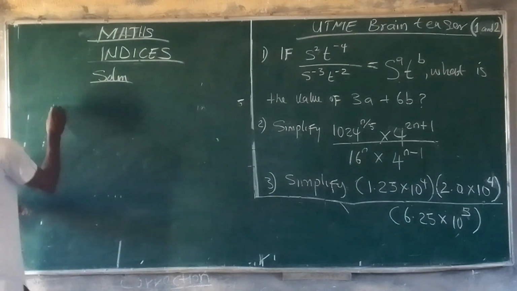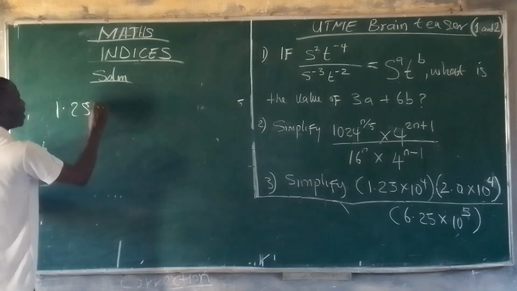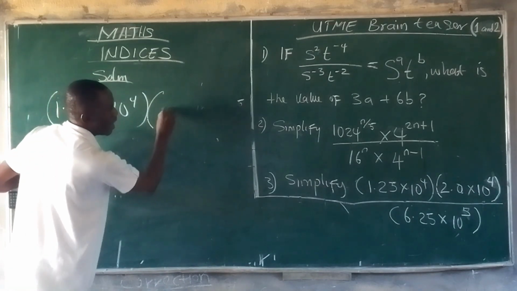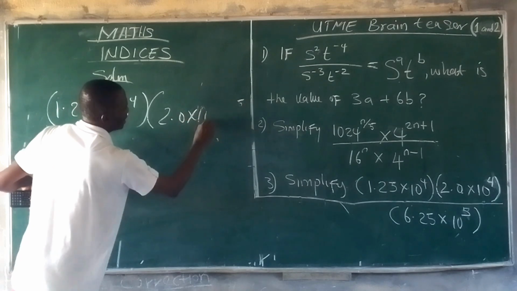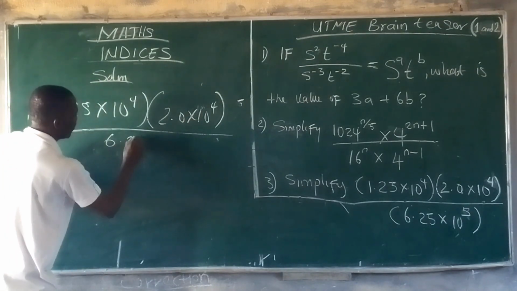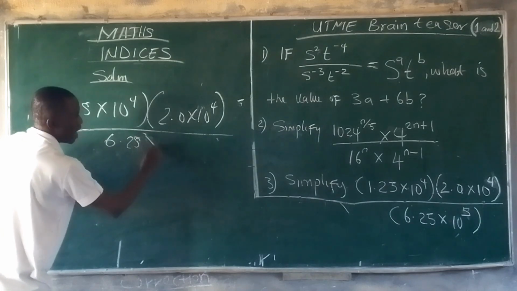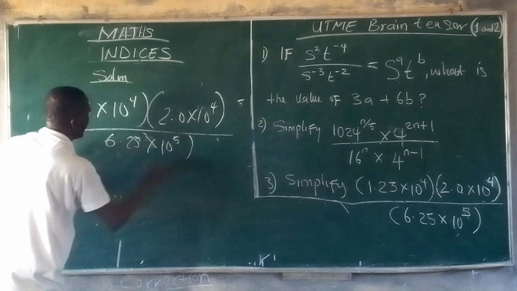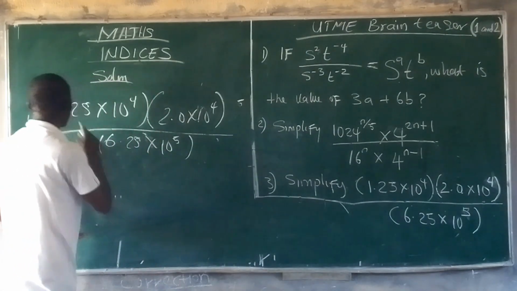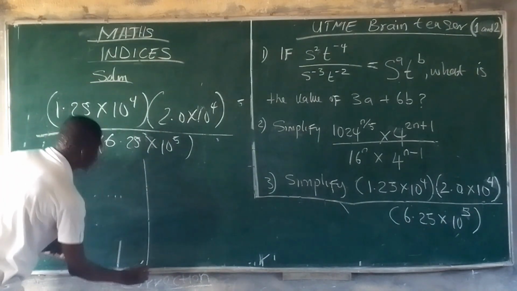The next one there is 1.25 times 10 raised to the power of 4, all in bracket, times 2.0 times 10 raised to the power of 4, all in bracket, divided by 6.25 times 10 to the power of 5, all in bracket. Now, let's deal with the numerator. So what we're going to do is this.